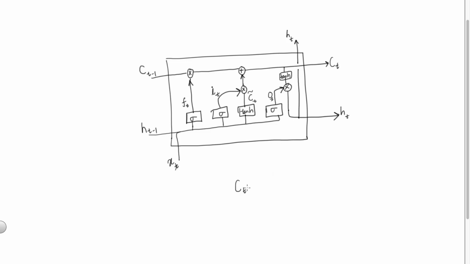So ct equals ft multiplied by ct minus 1 plus it multiplied by ct tilde. You can see that this equation actually holds true. So ct equals ft multiplied by ct minus 1 plus it multiplied by ct tilde.